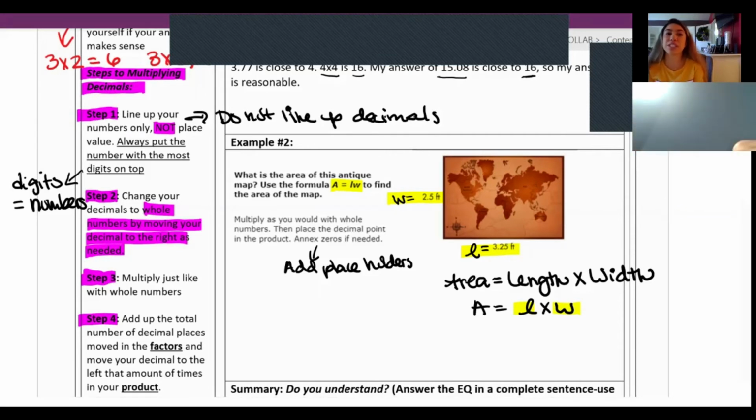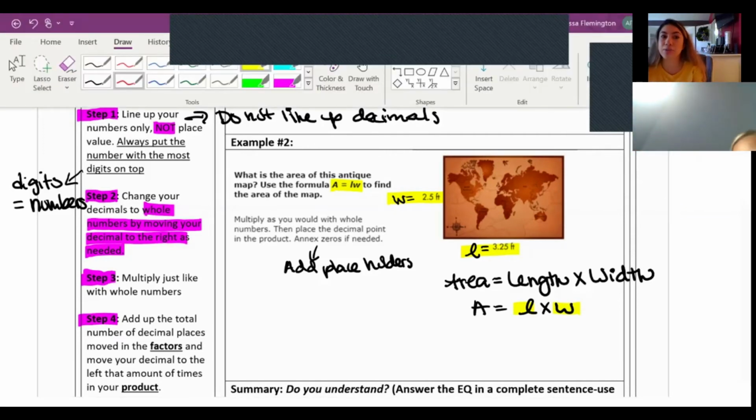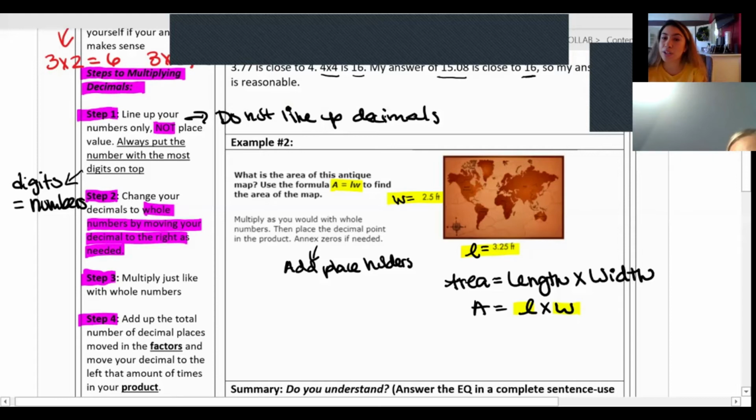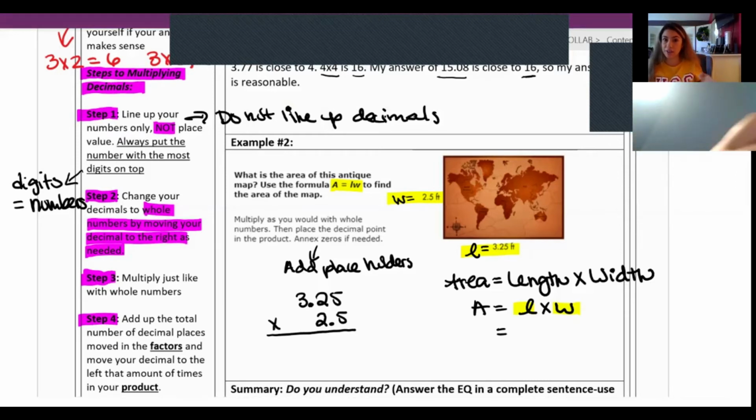So now, from our steps of multiplying decimals, let's start with step number 1. We're going to put the number with the most digits on the top. So our most digits, we're going to count. We know that we have 3 digits in 3 25/100ths. That goes on top. So then 2 5/10ths goes on the bottom. We do not line up our decimals. We just line up our numbers, starting from right to left.